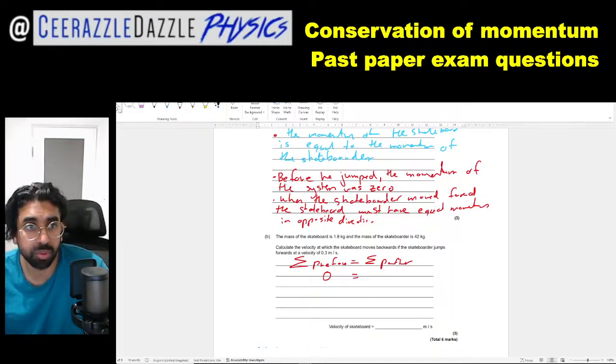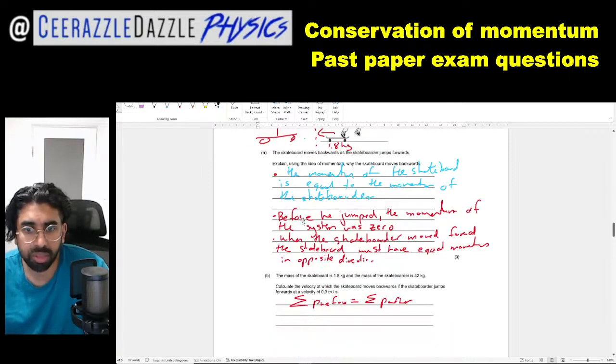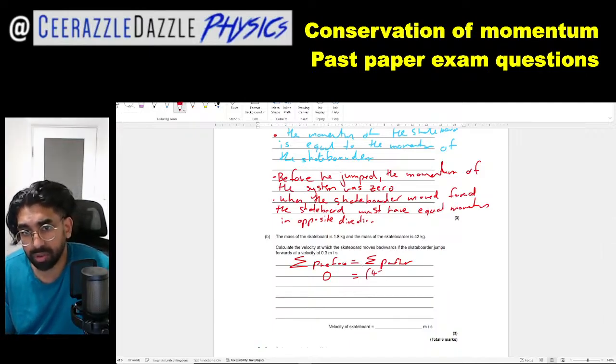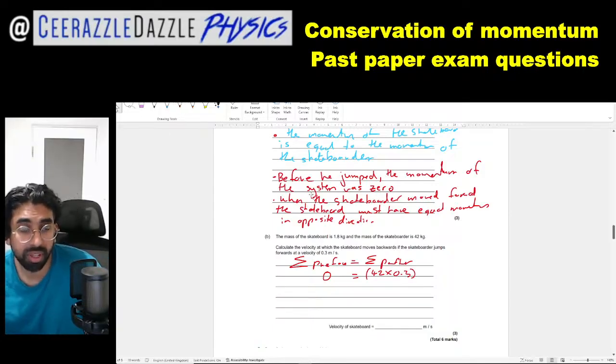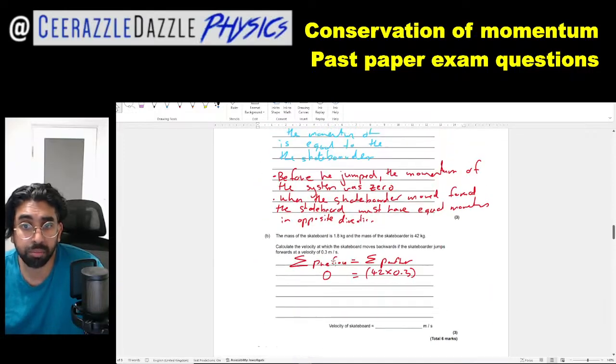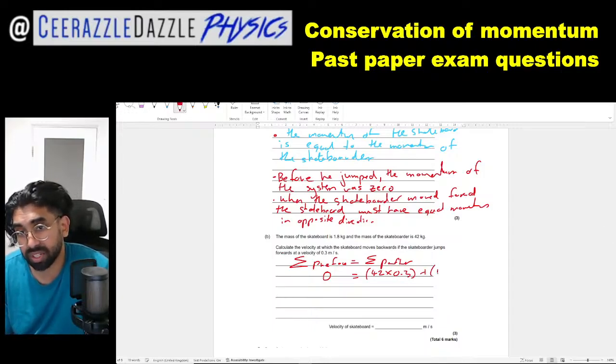Afterwards, we know that he has momentum forward, yes? Which is the mass 42 times 0.3. So the momentum of the skateboarder is 42 times 0.3. Okay, so we've done the momentum of the skateboarder. What about the skateboard over here? Well, it would be the mass 1.8 times the velocity, which we don't know, v. So this one's going to be plus 1.8v.